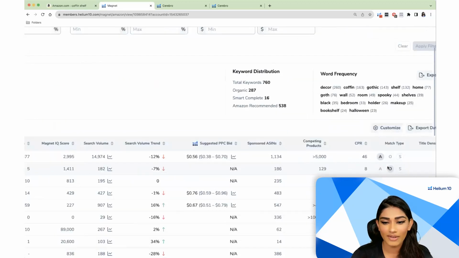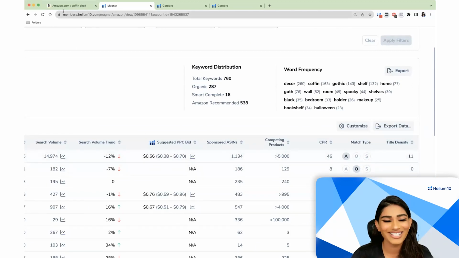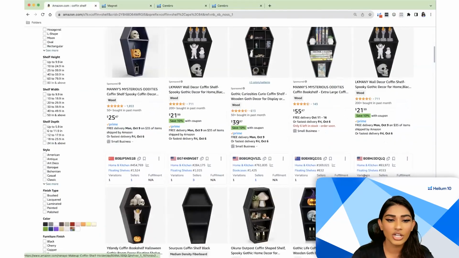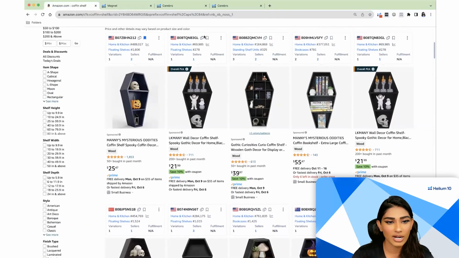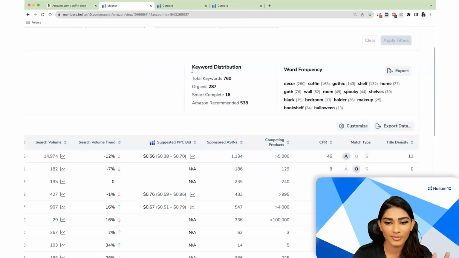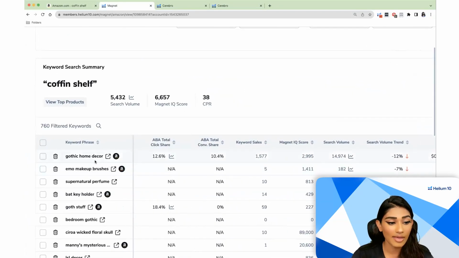Outside of that, you do also have title density for Magnet. And so title density is going to just tell you how many products, excuse me, on page 1. So if I'm taking a look at this page right here, it's going to tell me how many of these products have that keyword that we were looking at inside of the title. So for example, all of a sudden I moved into Cerebro, here's Magnet. We have 11 right here for what keyword? Gothic home decor. So Gothic home decor appears in 11 of the products on this keyword page, okay?